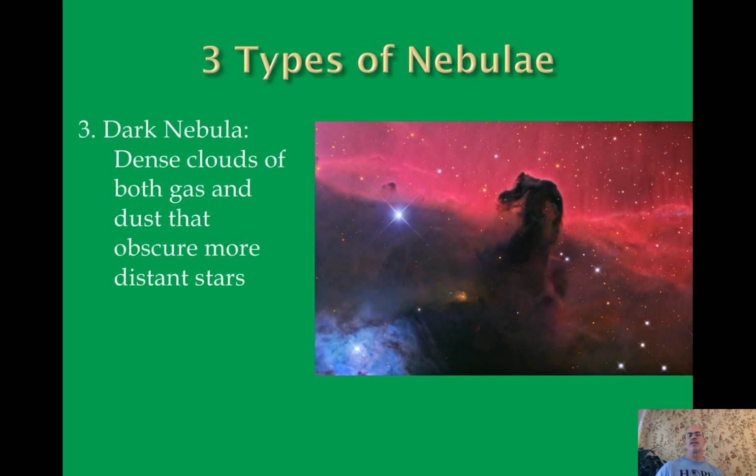The third type of nebula is called a dark nebula. Basically, these are dense clouds of gas that essentially just obscure the light from distant stars. You can see here, this picture is called the Horsehead Nebula. This is one of the most famous pictures of a nebula that you'll see. It actually kind of looks like a horse, as you can see.